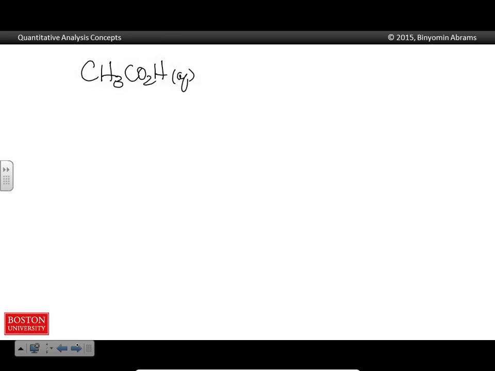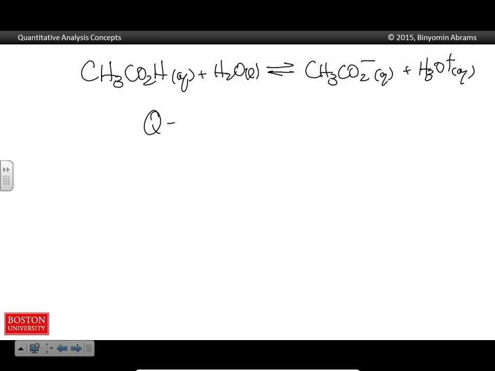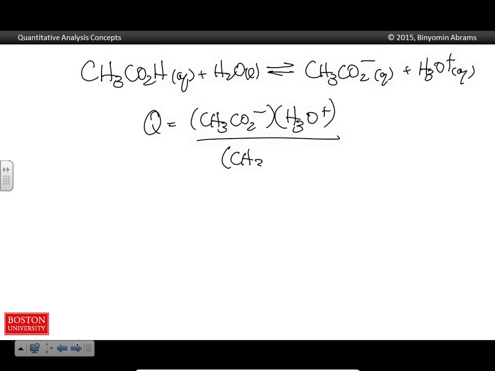For acid-base reactions, we have, let's say, acetic acid reacting with water in equilibrium with acetate and hydronium ion. So Q is going to be the activity of acetate times the activity of hydronium ion divided by the activity of acetic acid and the activity of water. Again, as a pure liquid, water is 1. And for all of these, I can use the molar concentrations.